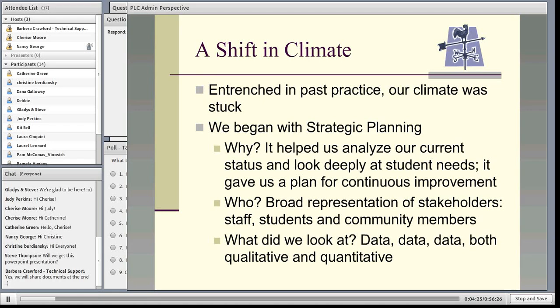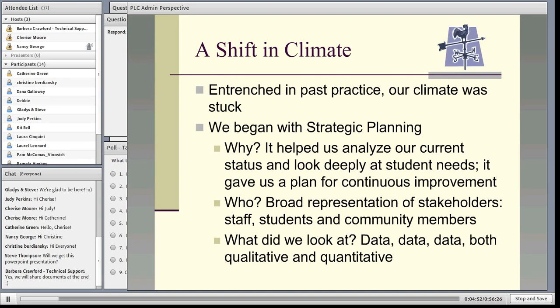So what I want to talk about first is just how we started off with a shift in our school climate. And I'm fairly sure that many of you are going to hear some similarities and things you can connect to in the story that I'm going to share with you. So this is kind of the details and the background of the fairy tale that I just read to you.